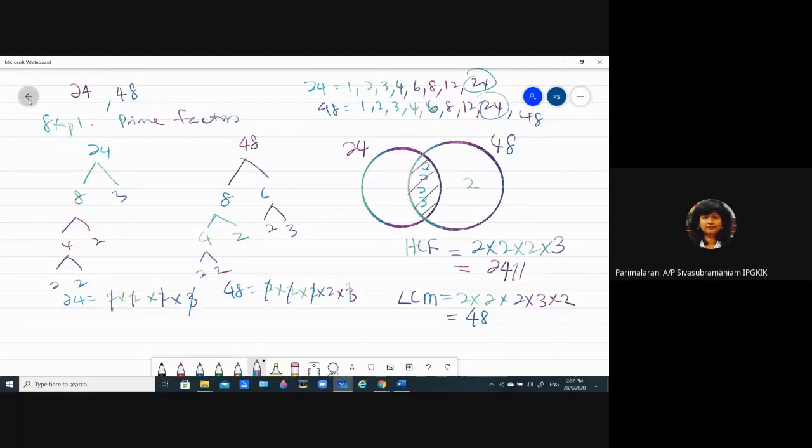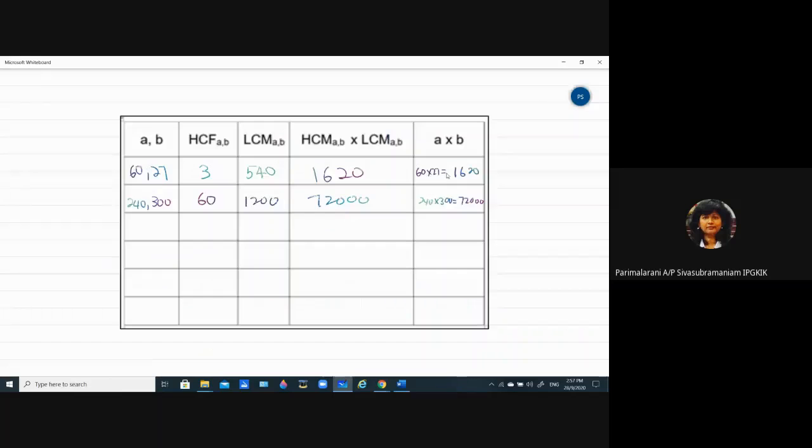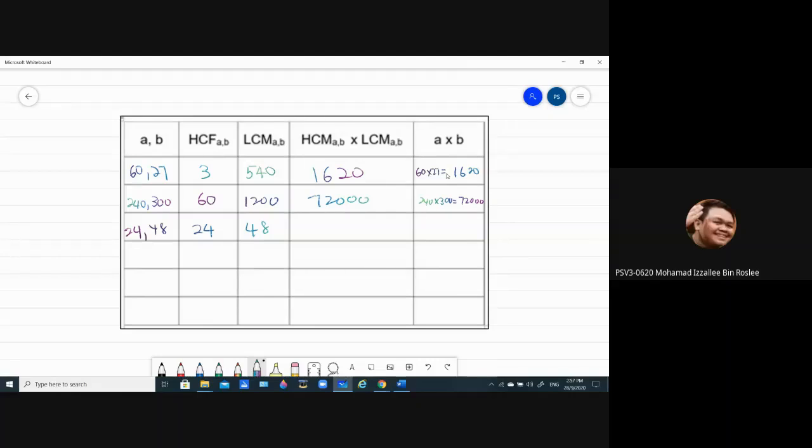Let's go back to our table here. We have two numbers, 24 and 48. The HCF just now was 24, the LCM was 48. What is 24 times 48? 1,152. Yes, 1152. So here also it is the same: when we multiply A and B we get 1152.